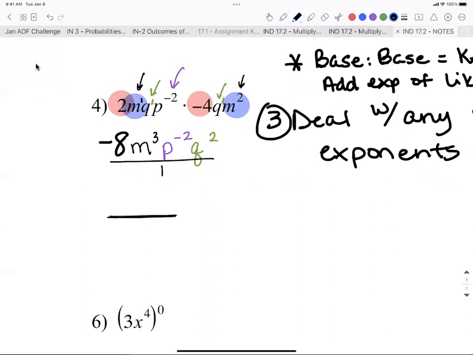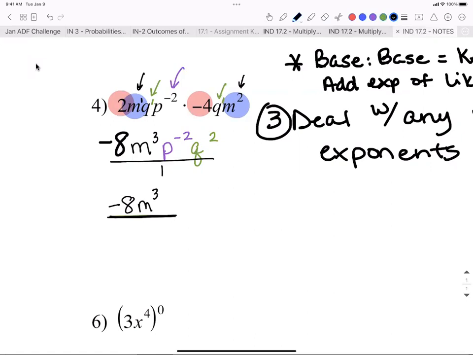Yep, keep it. A lot of people see that negative out front and they think, oh, it's a negative, we got to deal with it and move it. Only if it's a negative exponent, right? So the -8 stays up top. So I leave it there. How about the m to the third? Keep it or move it? Keep it. So it's going to stay up top.